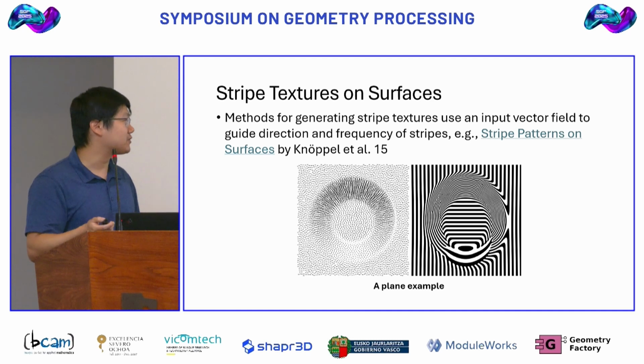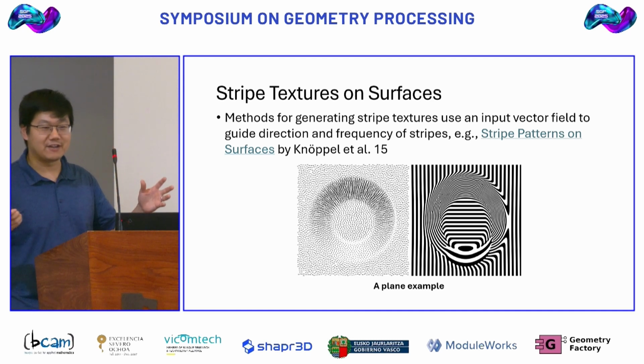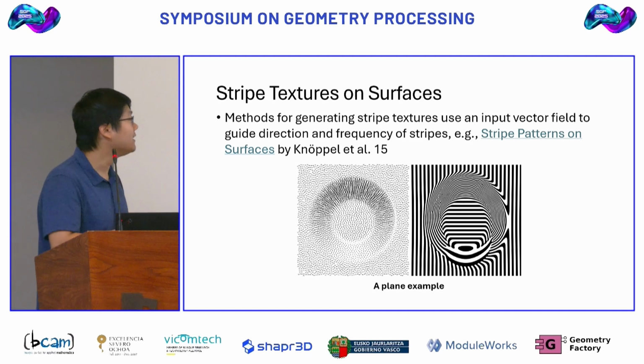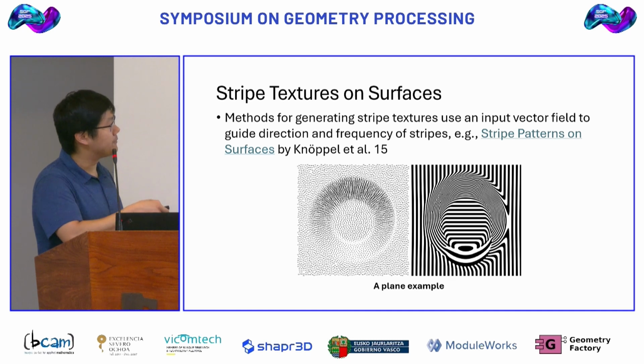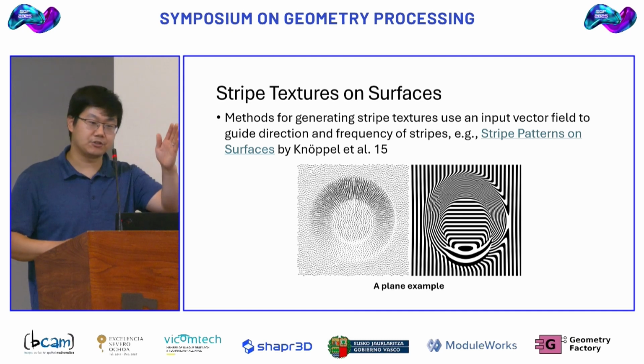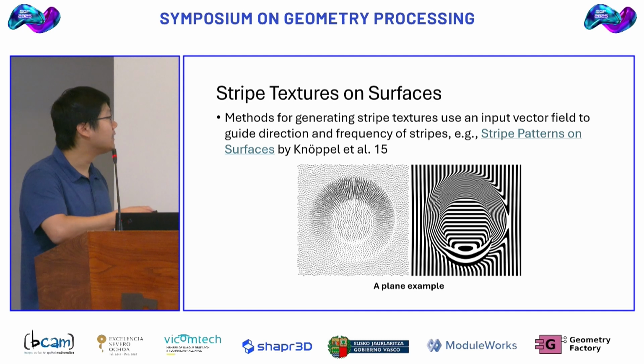What do striping algorithms try to do? I don't know, you imagine you're an artist or something and you're trying to render a zebra or a tiger or something that has some sort of interesting non-trivial stripe pattern. And these papers aim to allow you to do that via an input vector field that specifies the direction and frequency of the stripe pattern.